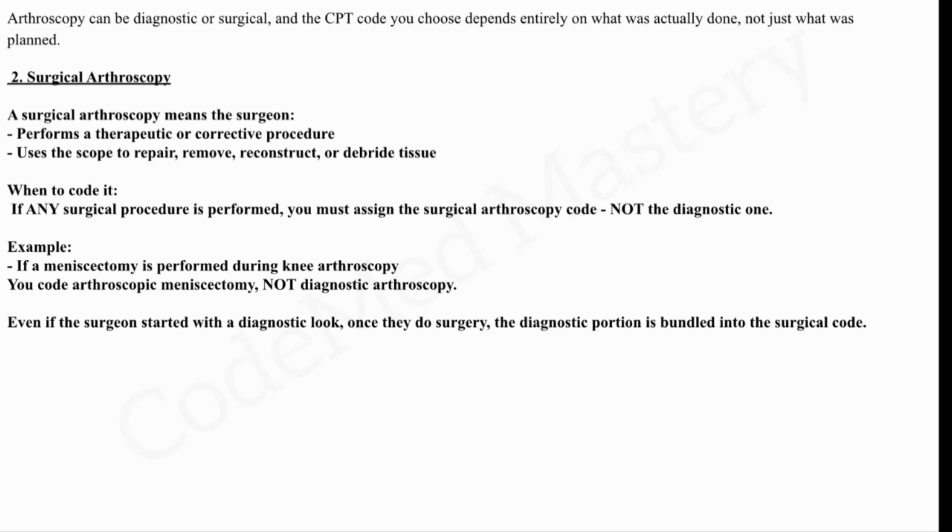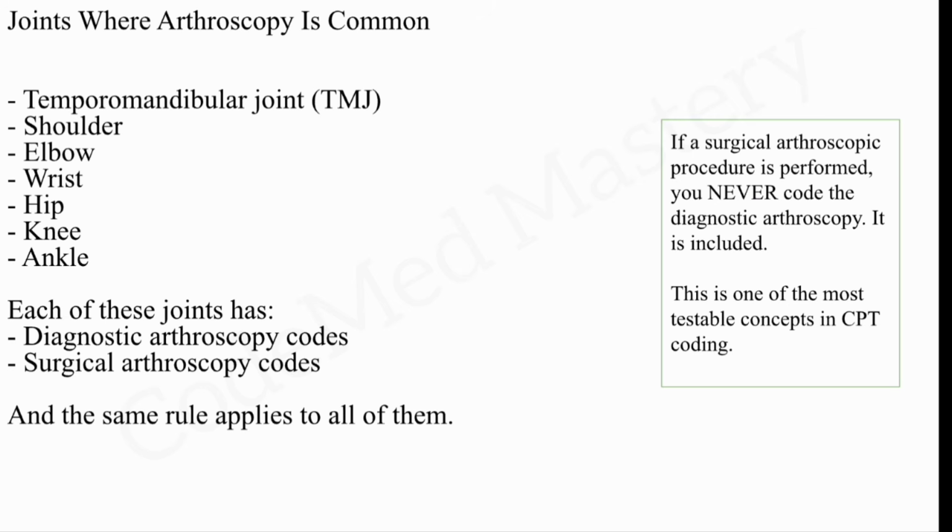Even if the surgeon started with the diagnostic look, once they do surgery, the diagnostic portion is bundled into the surgical code. So you need not code diagnostic arthroscopy code separately. So joints where arthroscopy is common: temporomandibular joint, shoulder, elbow, wrist, hip, knee, ankle. So each of these joints has diagnostic arthroscopy codes and surgical arthroscopy codes, and the same rule applies to all of them. You can make a note of this guideline in your CPT manual.